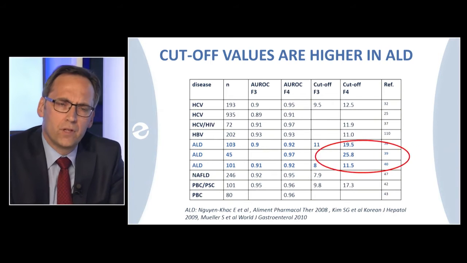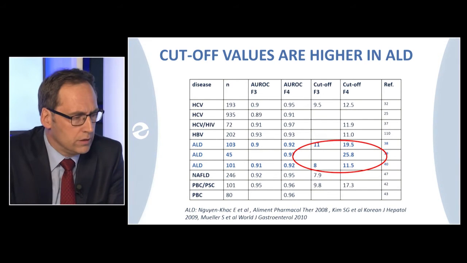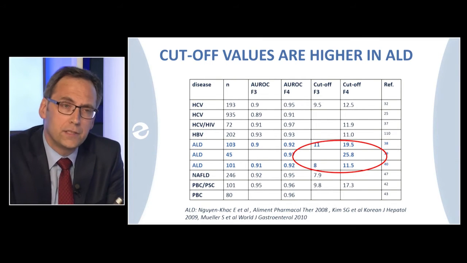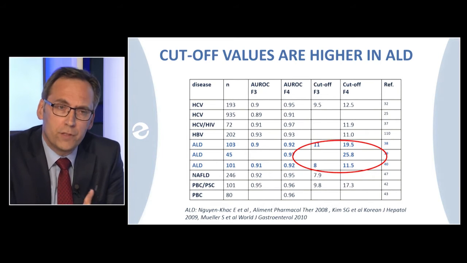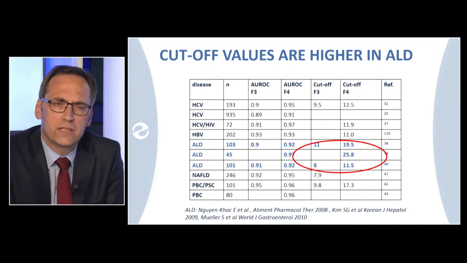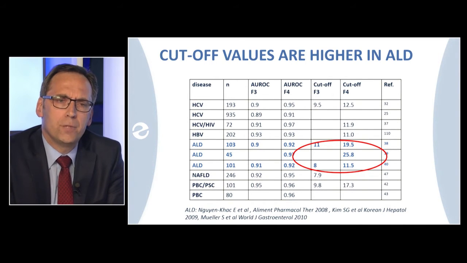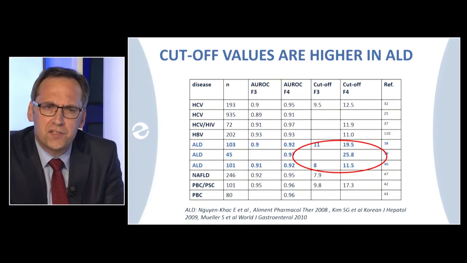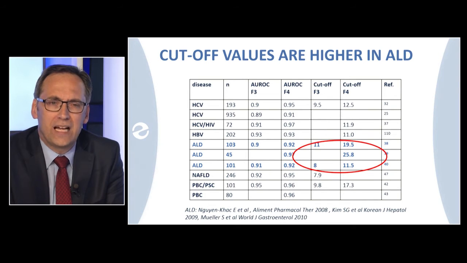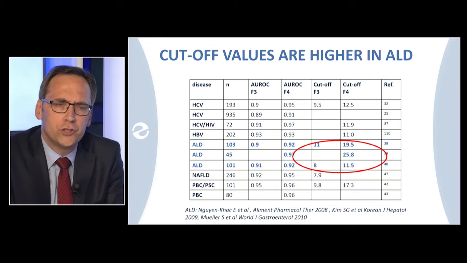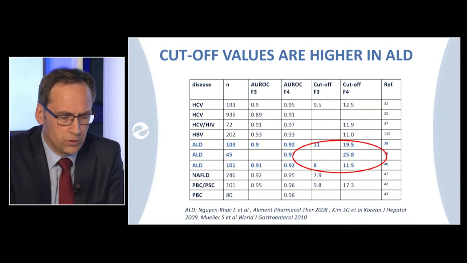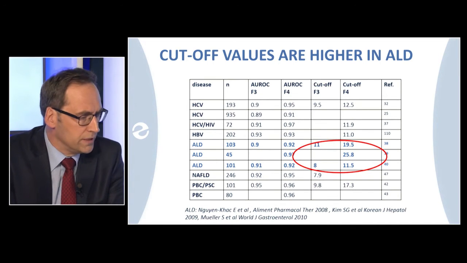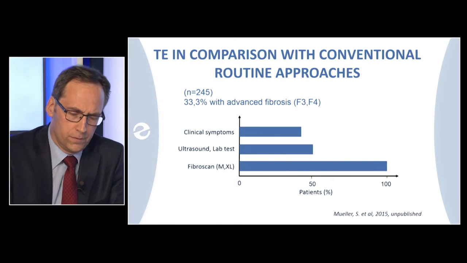I'm now moving to something that we learned quite early on when the first studies, and I cite here the first 3 biopsy-proven studies on ALD, purely on ALD. The list is not complete, there are now a few more studies. And I want to pinpoint you to the cutoff values for F4. What we learned quite quickly is that the cutoff values really were higher than in the established studies on viral hepatitis, and they varied. So you see it ranged from 11.5 to almost 26 kilopascal. And that has left many colleagues with some confusion, and I hope to answer some of these questions that arise in the next few minutes.